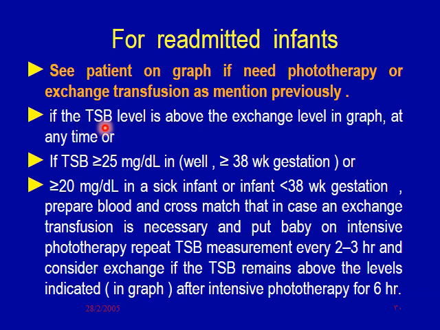If the TSB level is above the exchange level in the graph at any time, or if TSB is more than 25 milligram per deciliter in a well infant of 38 weeks of gestation or more, or more than 20 milligram per deciliter in a sick infant or an infant less than 38 weeks of gestation, this is an indication of exchange transfusion. But we prepare blood and cross-match in case an exchange transfusion is necessary, and put the baby on intensive phototherapy.